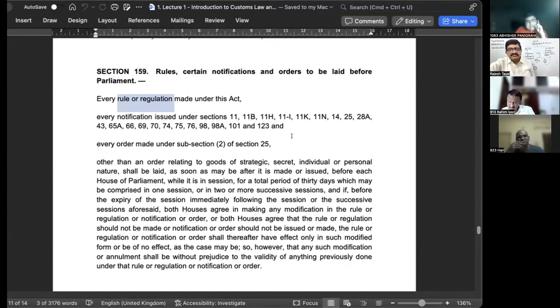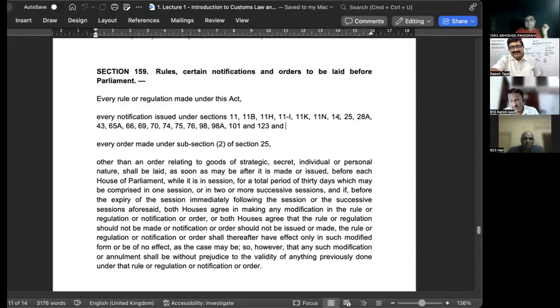Sir, every time an exemption is granted, that means every time it has to be laid before the parliament. Yes. And sir, these exceptional circumstances, maybe like a natural calamity has happened and that is why they are exempting some goods or something like that? Yes.